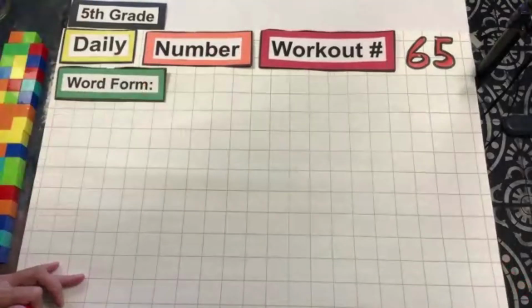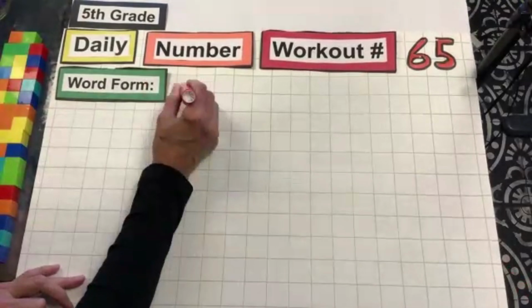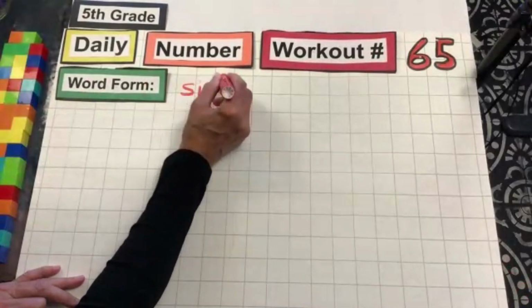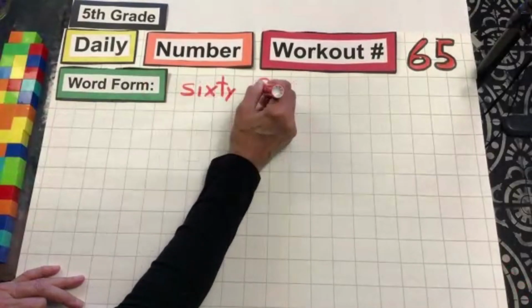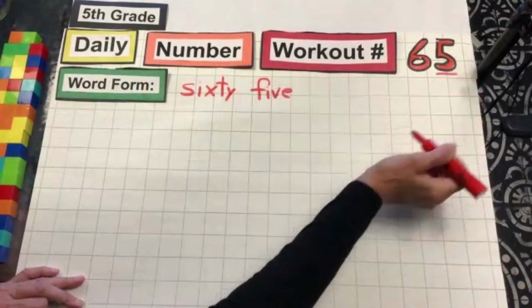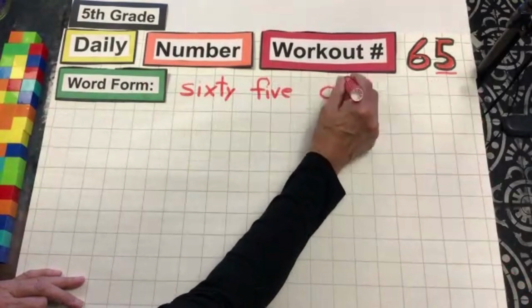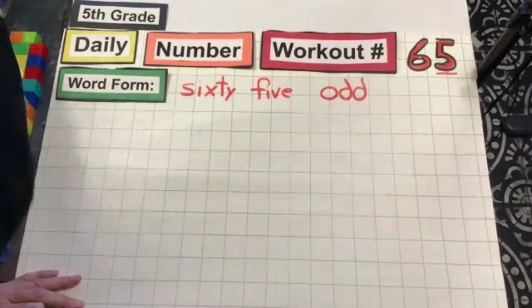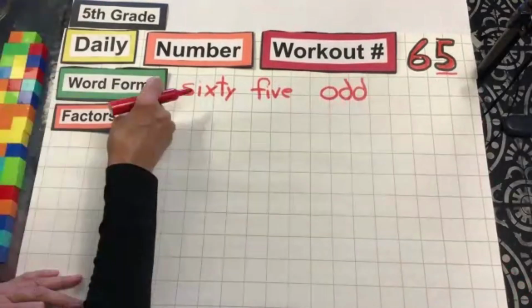So here we go, word form: 65, sixty-five. And because there's a 5 in the ones place value, it is an odd number. And let's get started with our factors.